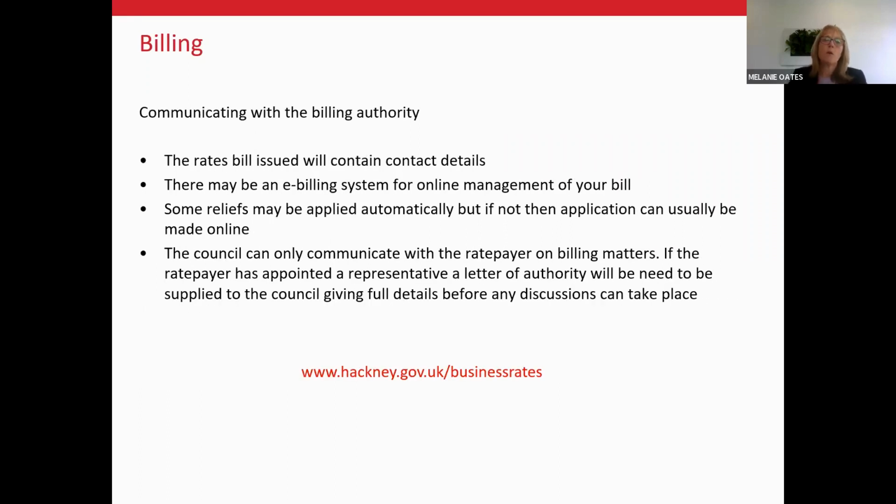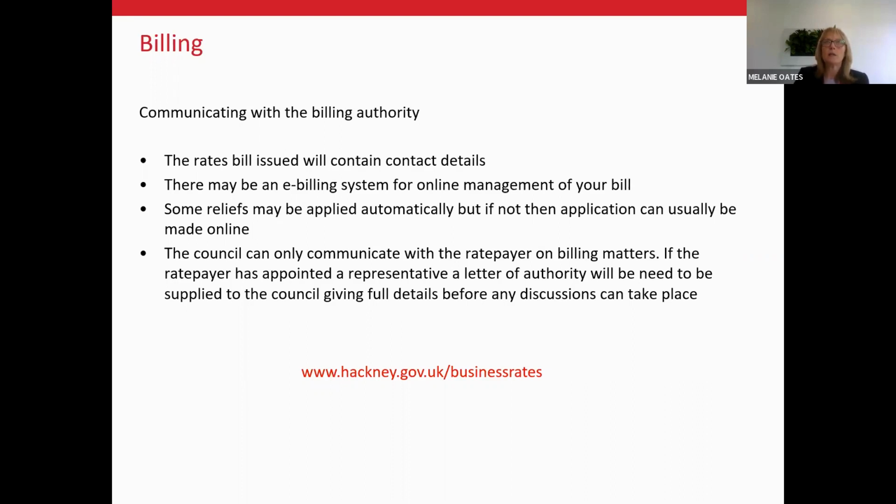So we discussed before about the Valuation Office Agency and how you would appeal rateable values and the channels you would go through there. For any billing errors, communicate that with the billing authority. So when you get your rates bill, it will be issued and it will contain contact details. So look at the various elements. If you think there are any issues with regard to your bill, then contact details will be on there for you to be able to contact the authority about that.